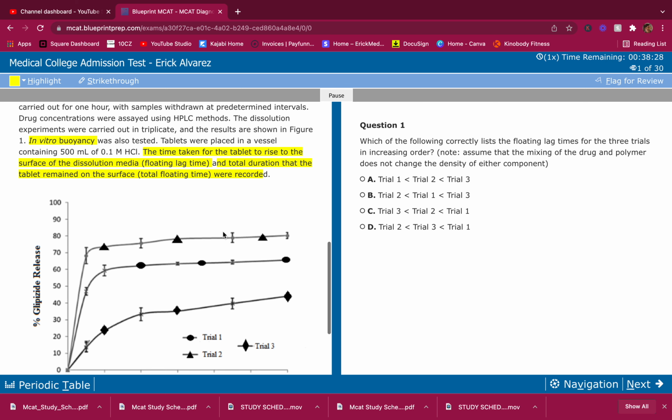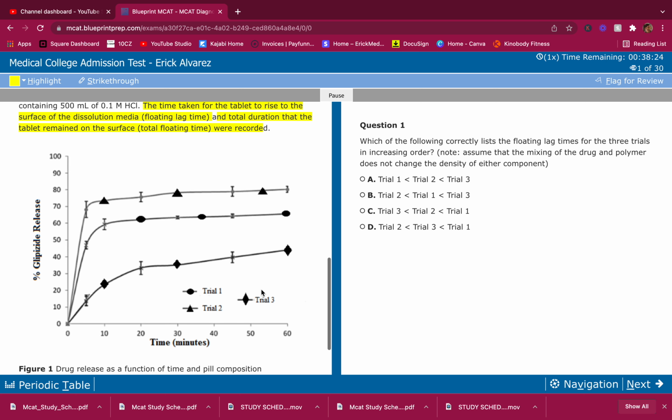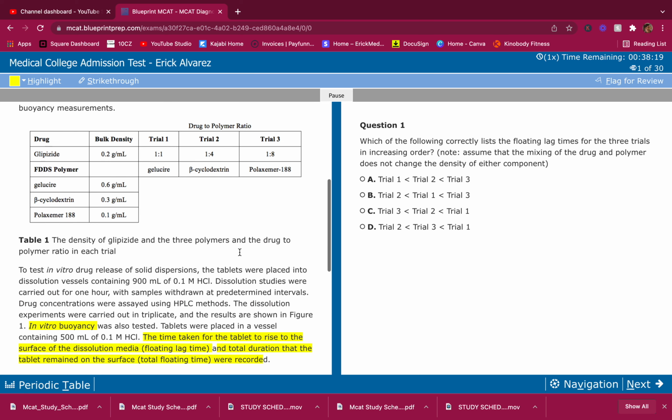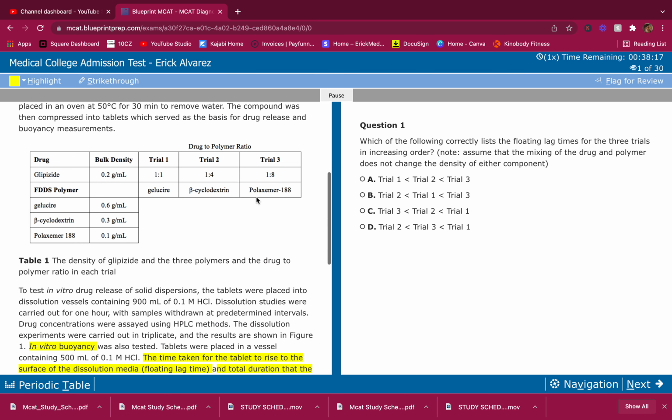Well, okay, they give us the trials here. Trial 1, trial 2, trial 3. I believe trial 3 is for the third one, right? Okay, yeah. So trial 3 is this one. This is trial 2. This is trial 1. Oh, here's the densities. Okay.